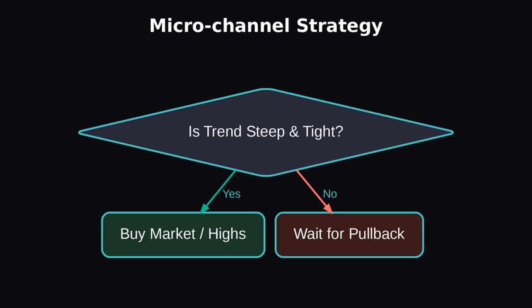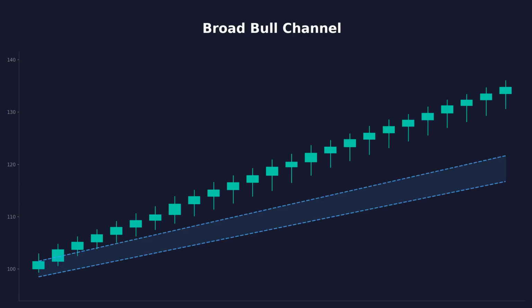Waiting for a deep pullback in a microchannel usually means you missed the trend. Conversely, a weak trend or a broad channel has deep pullbacks. Here, the bars overlap significantly. The market spends a lot of time going sideways to go up slightly.